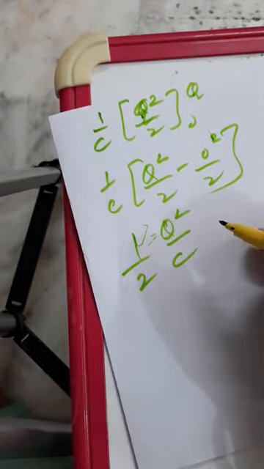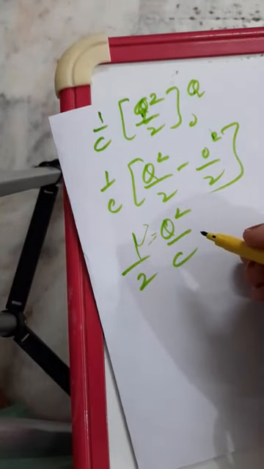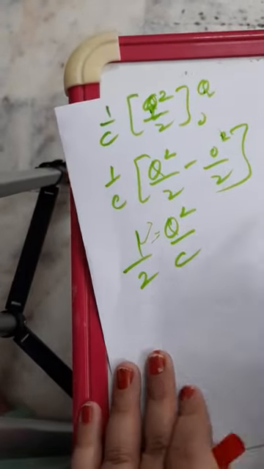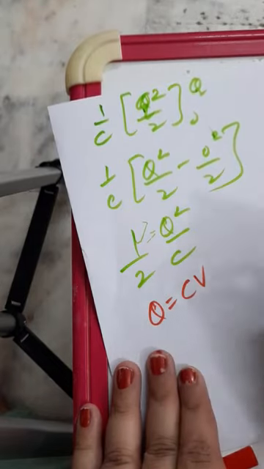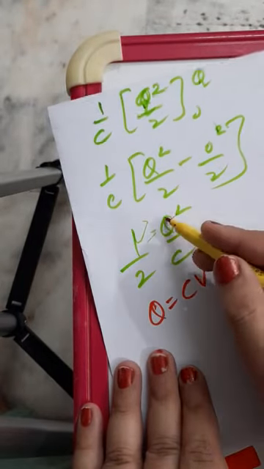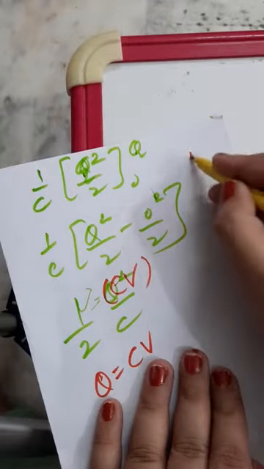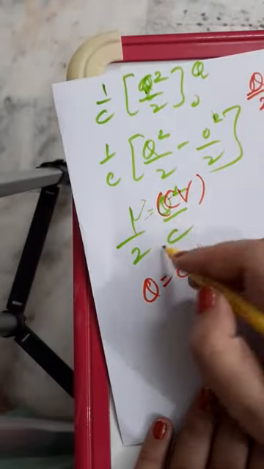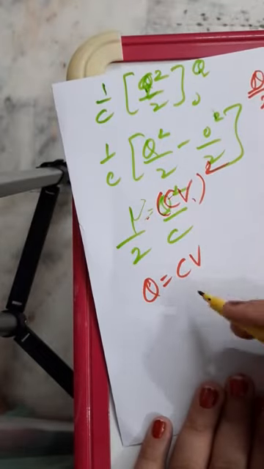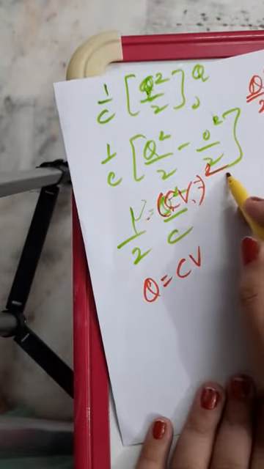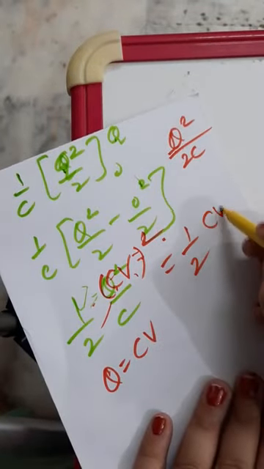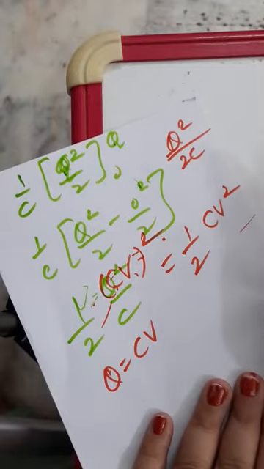So this is the value of electrical energy. There are also many other expressions for electrical energy. One of the other expressions I am telling you: put Q equals CV here. The first expression was Q square upon 2C, and put CV in place of Q. It would be C square V square, one C will be cancelled with the other C, and it would be half CV square. So this is the other expression.